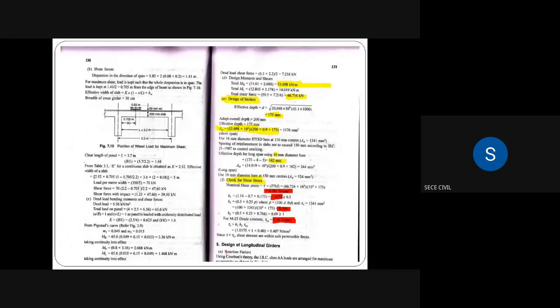For the longitudinal girder, first we are calculating the reaction factor. Using Courbon's theory, the IRC class A loads are arranged for maximum eccentricity. Cross section of the bridge: width of carriageway is 7.5 meter, and these are the main girders, A, B, C, so three main girders at 2.5 meter intervals, then the remaining is 1.25 meter or 1250 mm. So we are placing the load W1, the center of gravity of the load W. So eccentricity E is 1.1 meter from the center axis of the bridge.